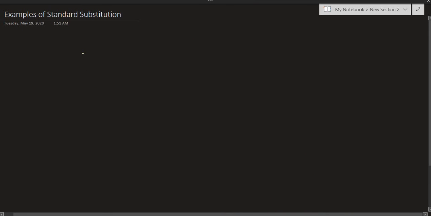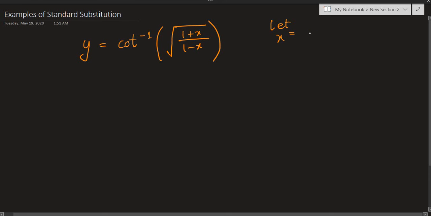So let's do a different example that can be said to be loosely based on our standard substitution that I discussed. So we have cot inverse of the square root of (1 plus x) divided by (1 minus x). Well, we don't have any squared terms, so it doesn't fit into the three standard substitutions that I discussed a while ago. But if we let x equal cosine of theta, let's just try this, and you'll see in a minute why I use this.